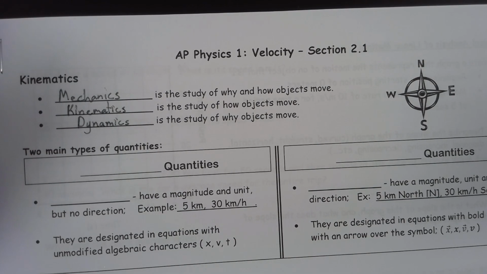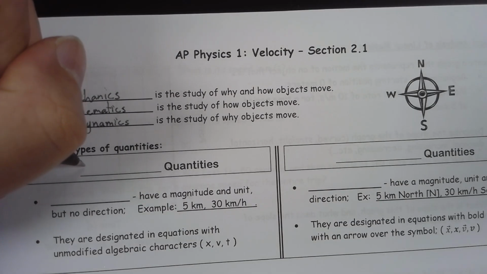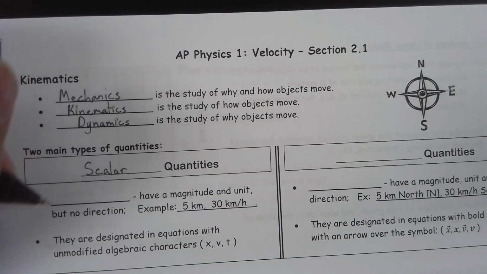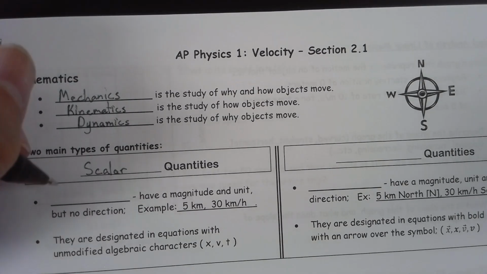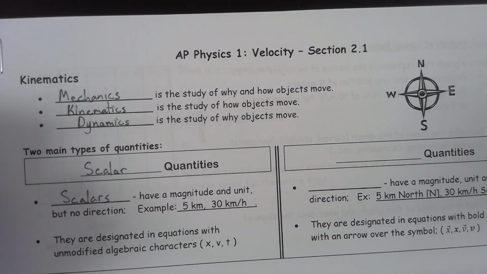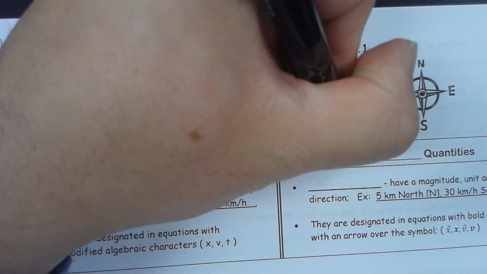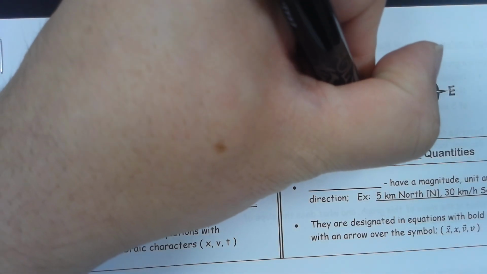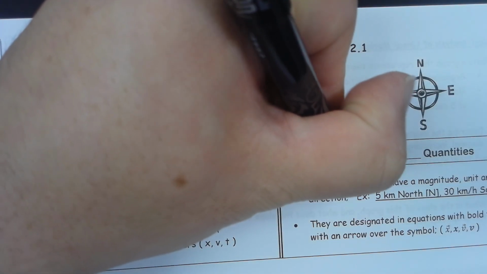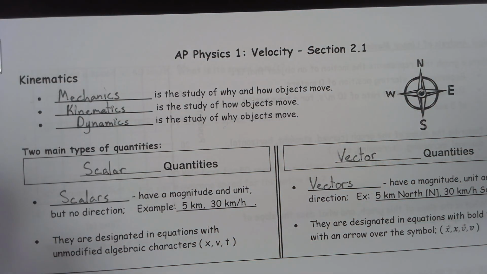The two main types of quantities are scalar quantities, and scalars have magnitude and unit but no direction. And the other type is, can you guess? Vectors. And vectors have a magnitude, unit, and direction.